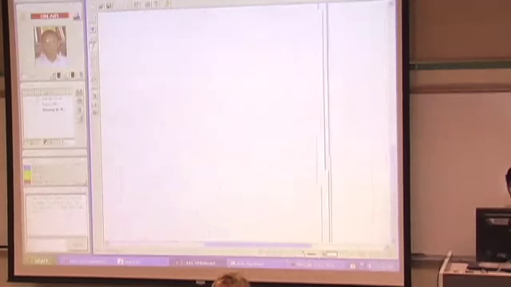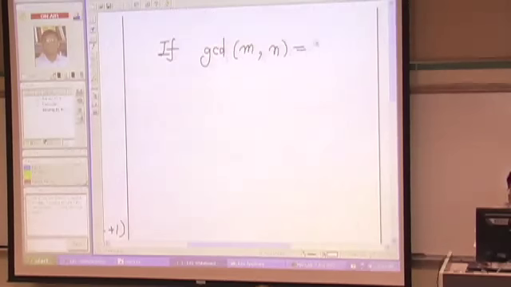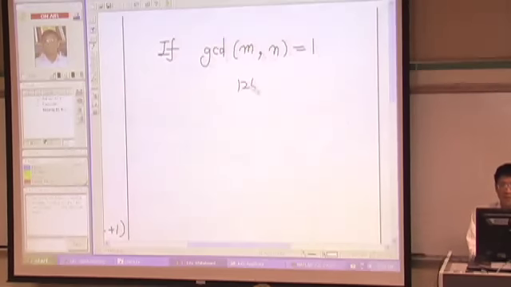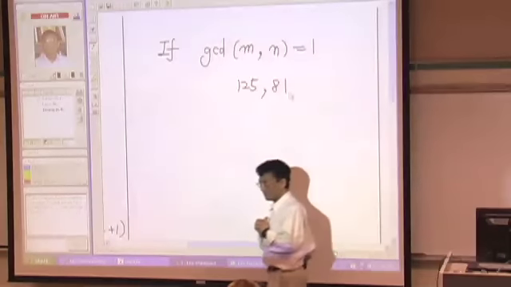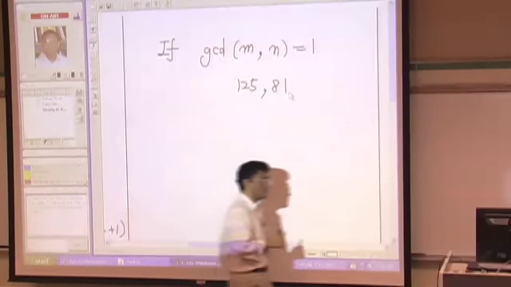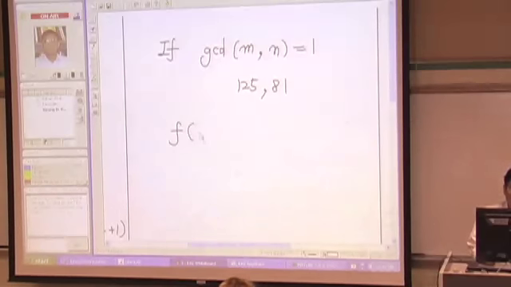The next thing is, if the greatest common divisor of m and n is 1, in other words, if they are relatively prime, what kind of case is that? For instance, 125 and 81. Are they relatively prime? They are relatively prime, right? In any case, if this happens, then f of m multiplied by n can be written in this form.